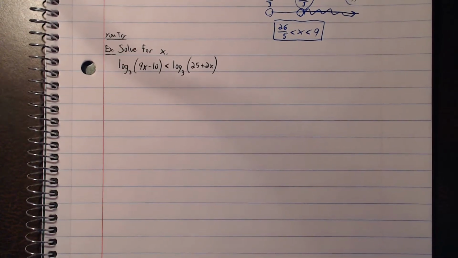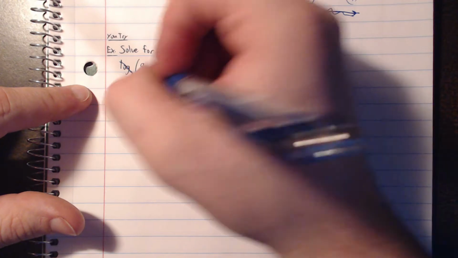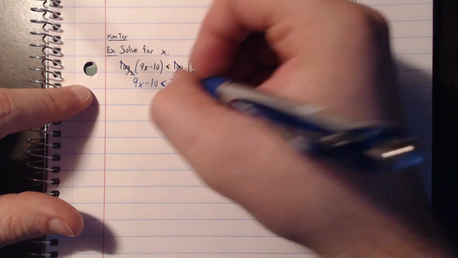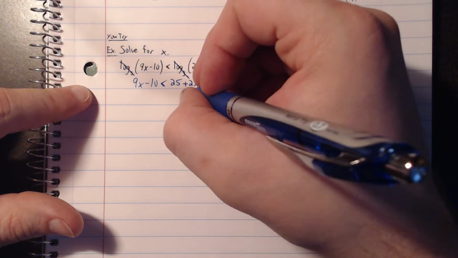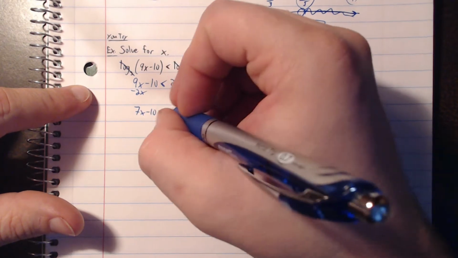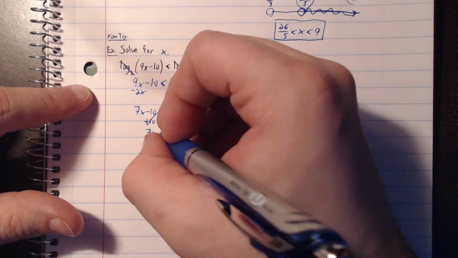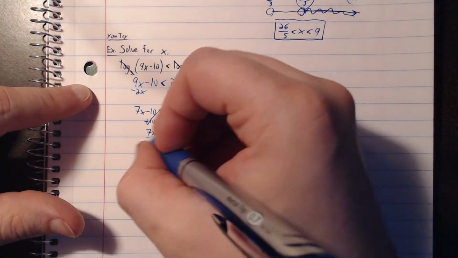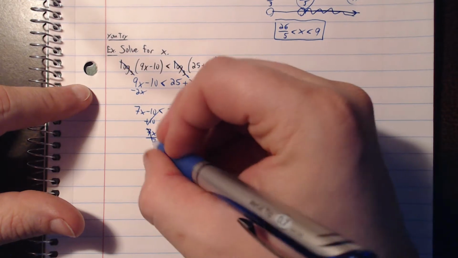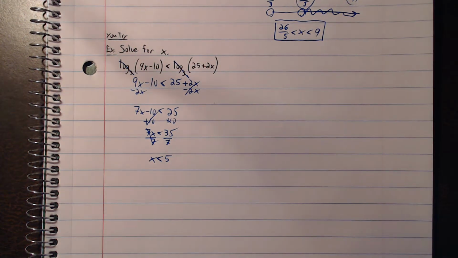Right, again, we had log base 3 on both sides, so we can eliminate the log base 3 altogether. So 9x minus 10 is less than 25 plus 2x. We'll solve just like usual. Let's see, add 10 to both sides. And we come up with x has to be less than 5. Oh, great. Less than 5. That's an upper limit. That means we got to check for the lower limits.